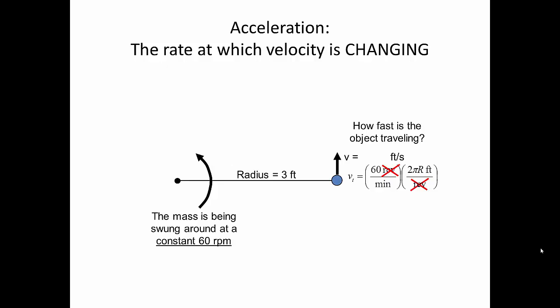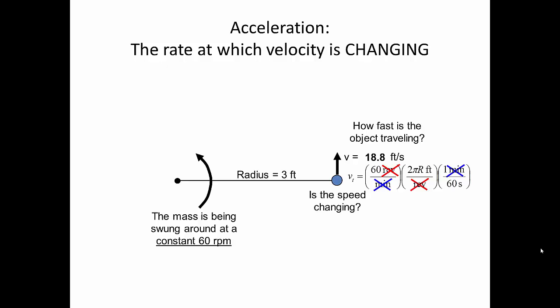But typically, we want our velocities in feet per second, and in this problem, we're asking for it in feet per second. So we need to eliminate the minutes from our equation. So we have 1 minute is 60 seconds, and then our minutes cancel, and we're left with feet per second, or in this case, 18.8 feet per second.